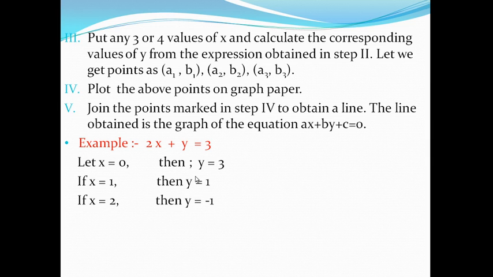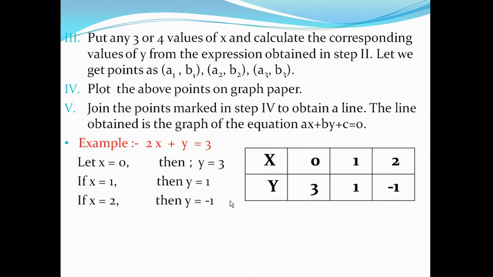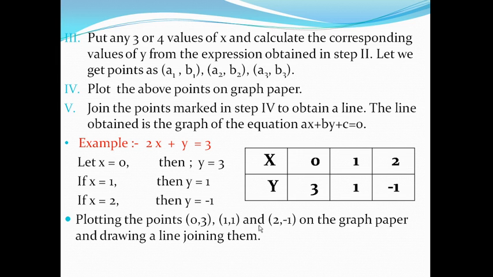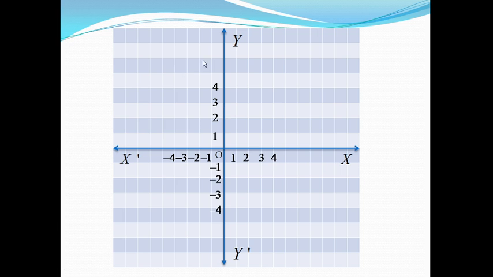Okay. So we have received this type of table of x and y. Here I have written all the values of x: 0, 1, 2, and here the values of y: 3, 1, minus 1. Now we are going to plot all these points on the graph paper and we will draw a line that will join all these 3 points. Just have a look over the graph. See, this is the graph, x, x dash, y, y dash. Okay, this is the origin.